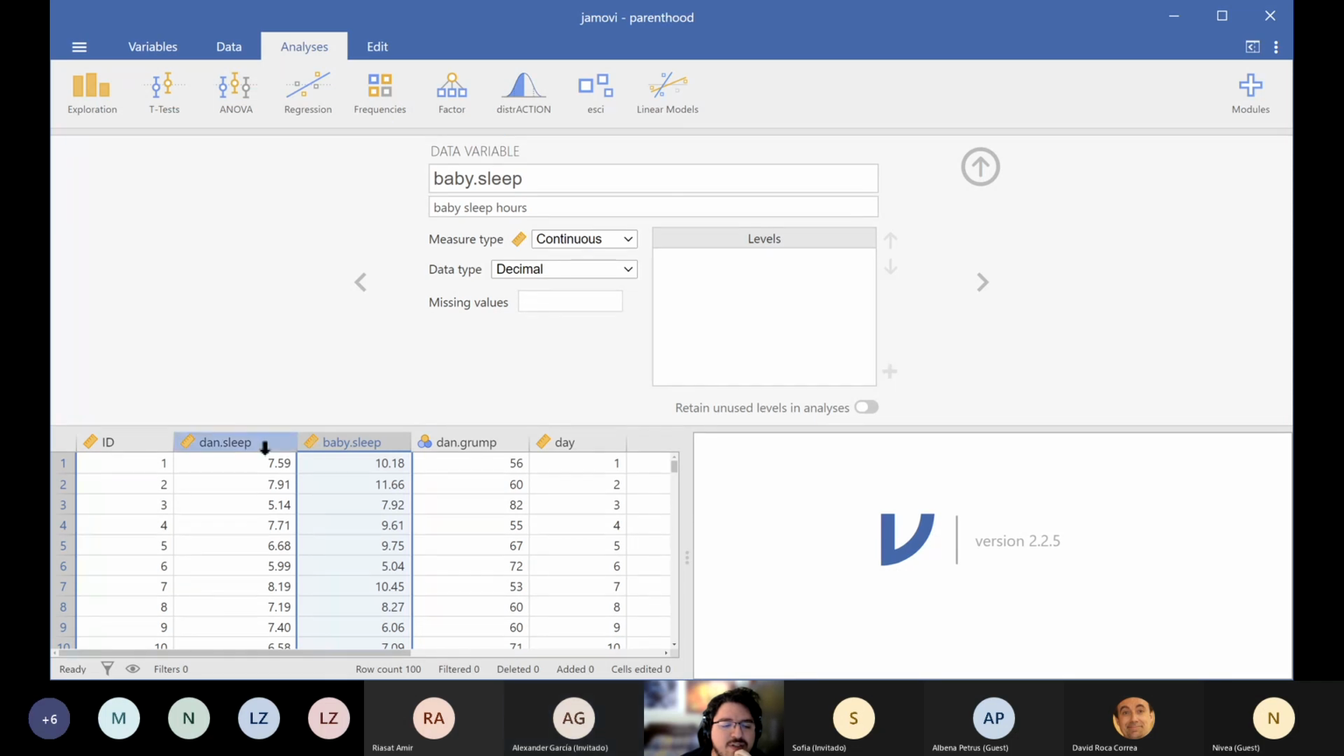So if you have it, the first column is the parent sleep hours. This is parent sleep hours. Then baby sleep is baby sleep hours. Dan grump is the parent's mood. And day is just the day.